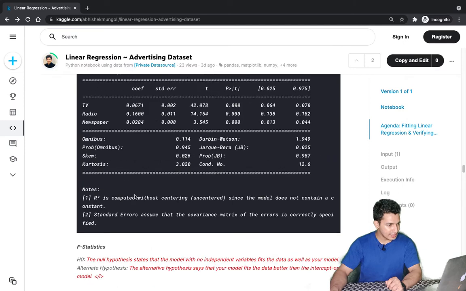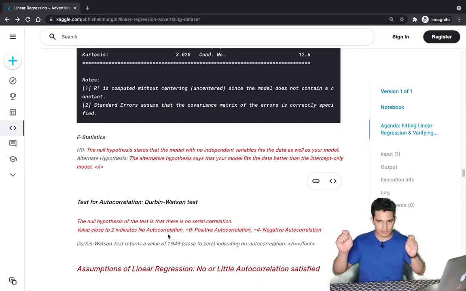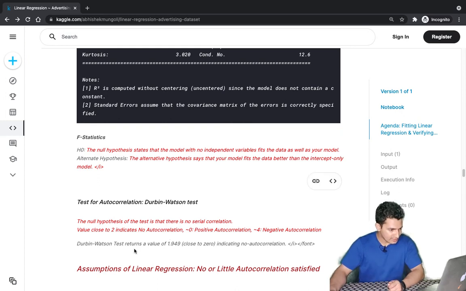And autocorrelation, here we can see that the Durbin-Watson value is 1.9, and we have seen in the assumptions of linear regression, the Durbin-Watson test is used to check whether there is autocorrelation or not. That is, the error terms should have no pattern, they should be independent of each other. A value close to 2 indicates no correlation, close to 0 indicates positive correlation, and close to 4 indicates negative correlation. In our case it's close to 2, so there is no autocorrelation. Hence the assumption that there shouldn't be any pattern in error, that is no or little autocorrelation, is satisfied.